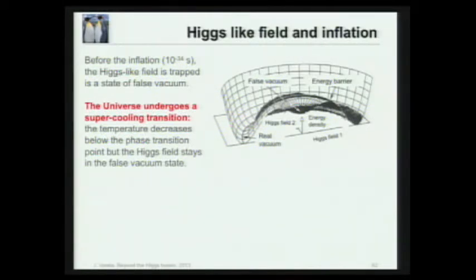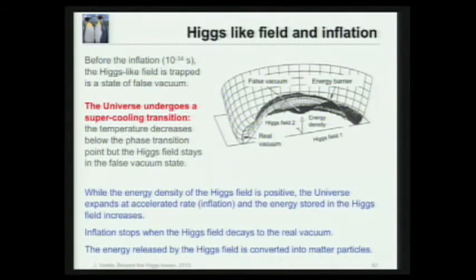That means that the temperature decreases below the phase transition point, but the Higgs field stays here in the false vacuum. And during the time this occurs, we have the inflation, because during that time I have a positive energy density in the universe that is just the energy of the Higgs field. And then later on, when the energy of the field is positive, the universe expands at an accelerated rate.